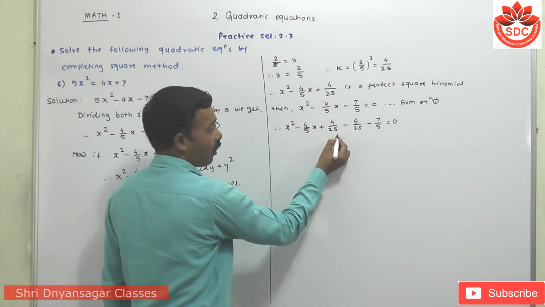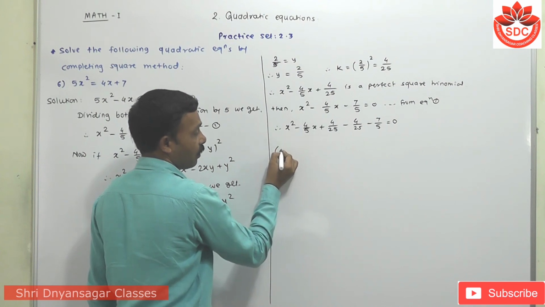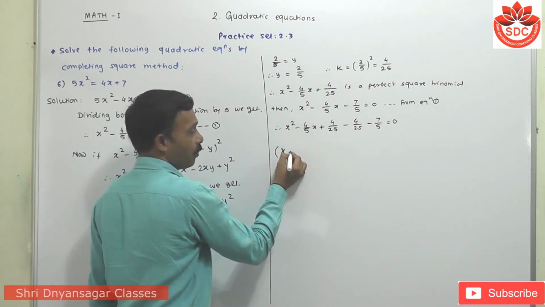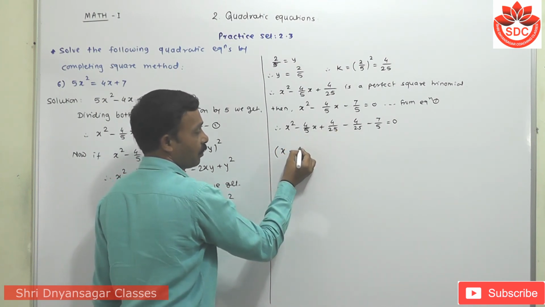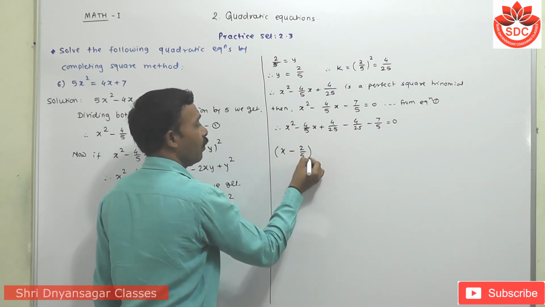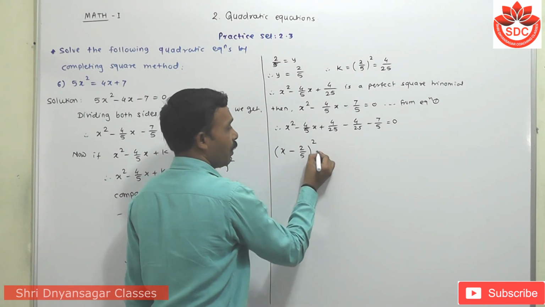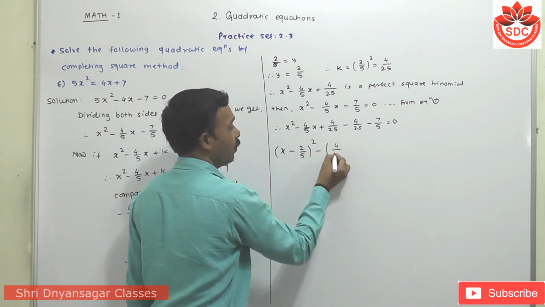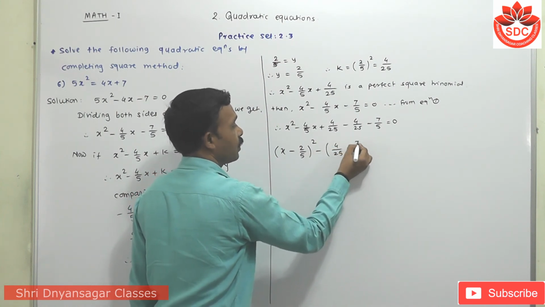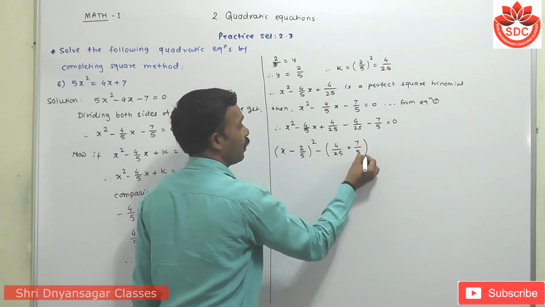Then this is the square of one number. Taking the square root of the first term, giving the sign of the middle term, taking the square root of the last term, that means 2 upon 5 bracket square. Then we write this as minus, in bracket, 4 upon 25 plus 7 upon 5 is equal to 0.